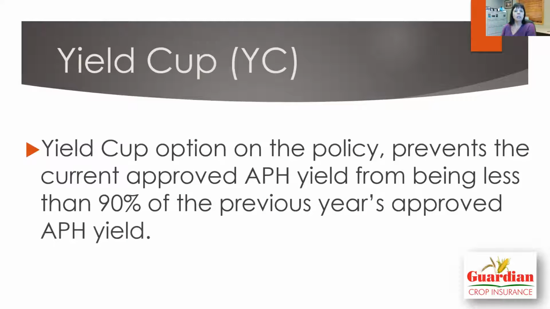One yield adjustment option on your policy is automatic, and it's called the yield cup. It's an option on the policy that prevents your current approved APH yield from being less than 90% of your previous year's approved APH yield. An example might be, let's say in 2020, your approved APH yield was 100 and you had one awful 2020. Now you plug in that 2020 yield, and your average yield when calculating it out actually comes to 88. Well, 88 is below 90% of last year's average yield. So 90% of last year's average yield is 90. So you will actually get to use the 90 for your approved APH yield for 2021 rather than having to use the 88.